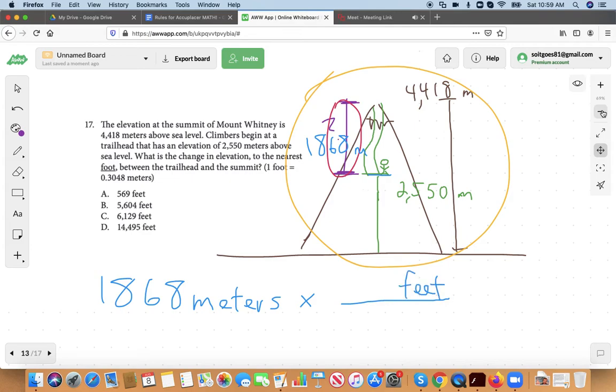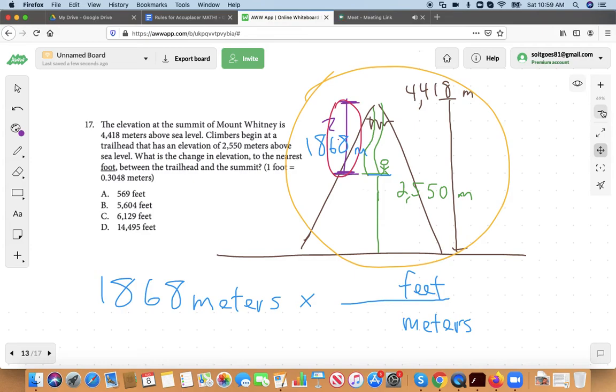Okay? Always put the unit you want to go into in the numerator. Going into feet. And the unit you want to go away from, we're going away from meters, into the denominator. Meters in the denominator. Does that make sense? Yes. We're going to go into feet and away from meters. So feet is in the numerator, meters in the denominator.